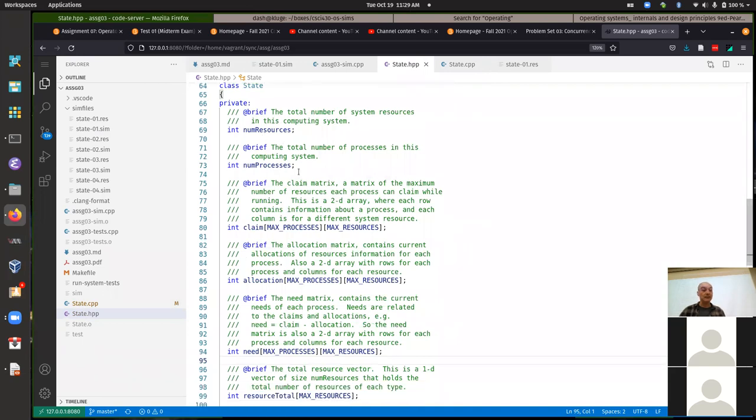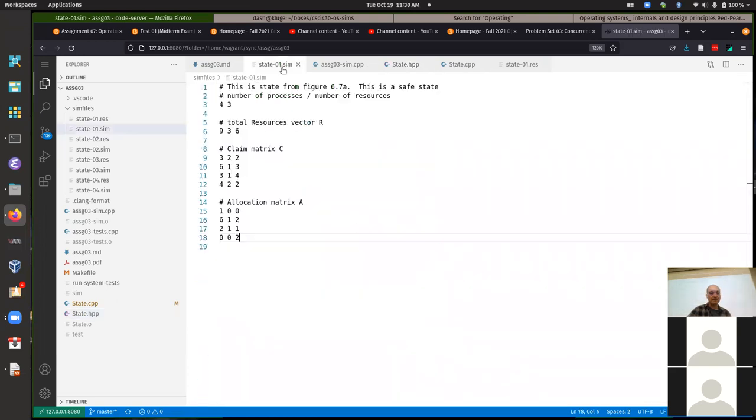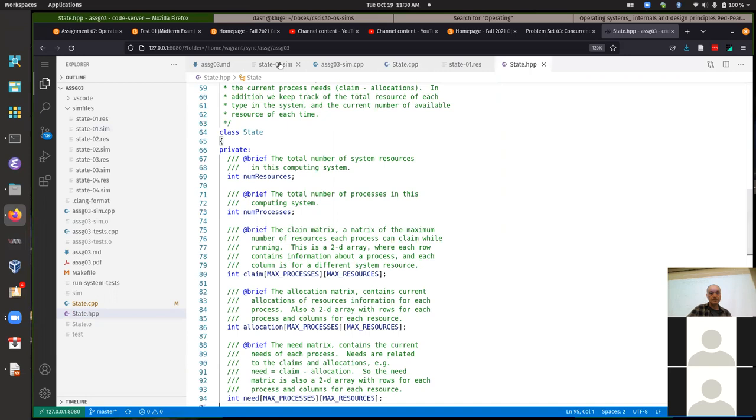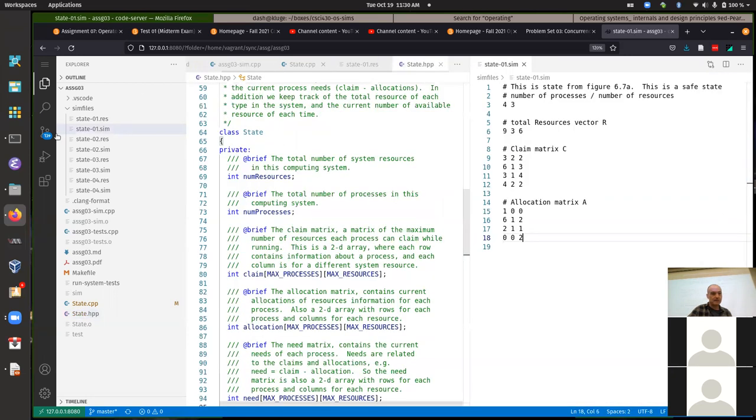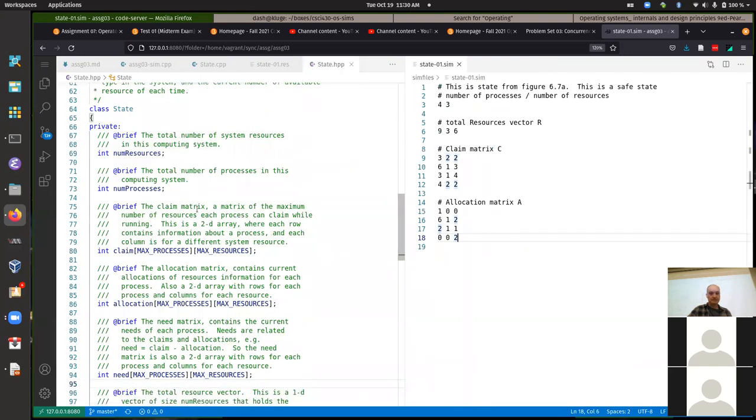Real briefly to describe this. When you load in one of those simulation files, it will assign the correct values to most all of these private member variables. The number of processes and number of resources come out of the sim file. Basically it pulls all these out of here. The number of processes will come from the number stated in the file that we read initially for input, and the number of resources will come from there. So you've got those as member variables, which you'll need for loops.